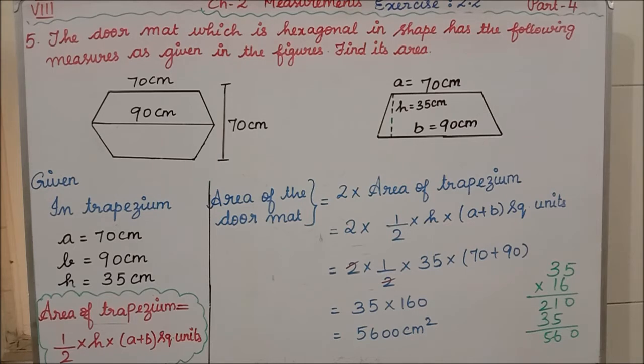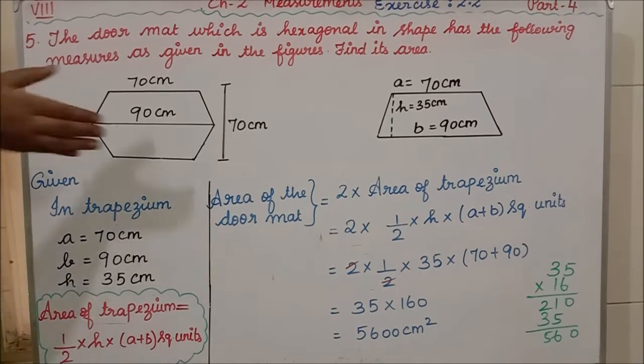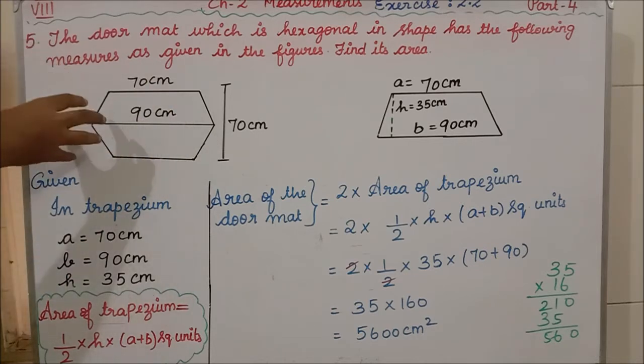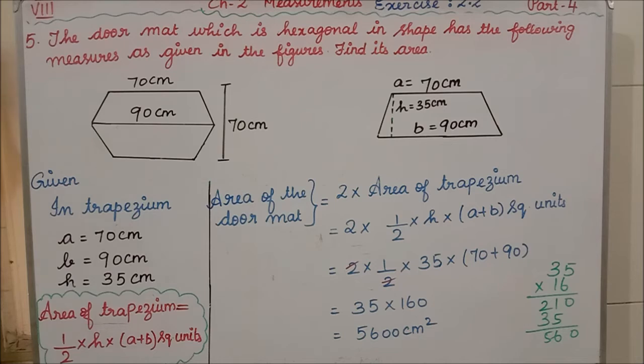See the question. The doormat, which is hexagonal in shape, has the following measures as given in the figure. Find its area. Students, if you see this diagram, it is given in your book. The design is given inside. This is a doormat. You all know what a doormat is, isn't it? Yes. The doormat is hexagonal in shape, and they are saying we have to find the area. They simply said find the area, but they didn't say how.